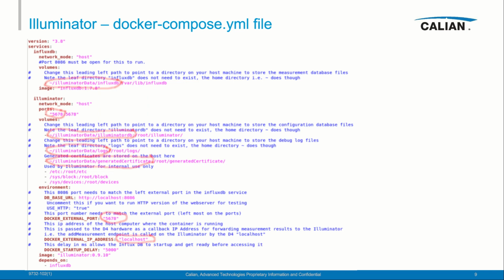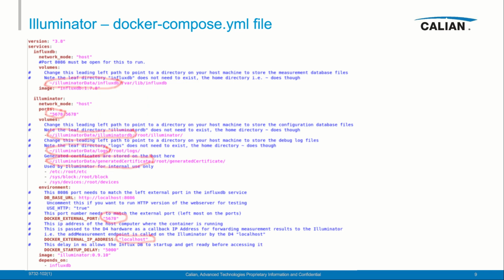The first one is the InfluxDB directory where the database measurement files are going to be stored. The second circle is your host port 5678. The third circle is where the configuration data is stored for your workspaces in the Illuminator DB subdirectory within the Illuminator data. And then there's a /logs directory, so that's all your software logs. That's used by Kalian. If we see there's some trouble on your system, we can go in there and look around to see what's going on. There's also a subdirectory for generated certificates.